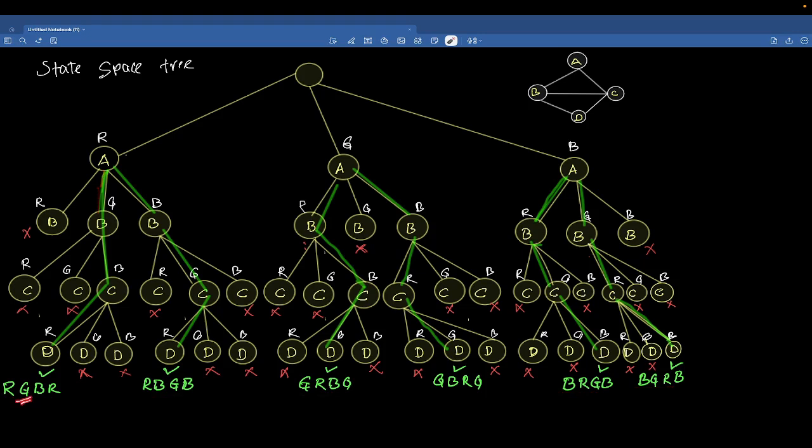According to the first one, A is colored using red, B is colored using green, C is colored using blue, and again D is colored using red. Similarly, in this solution, A is colored using red, B is blue, C is green, and D is again red. So this is another solution, and these are all possible solutions for the graph coloring problem using backtracking.